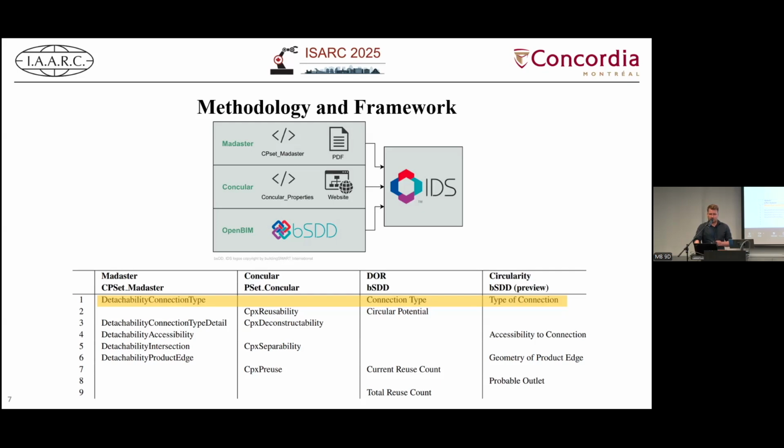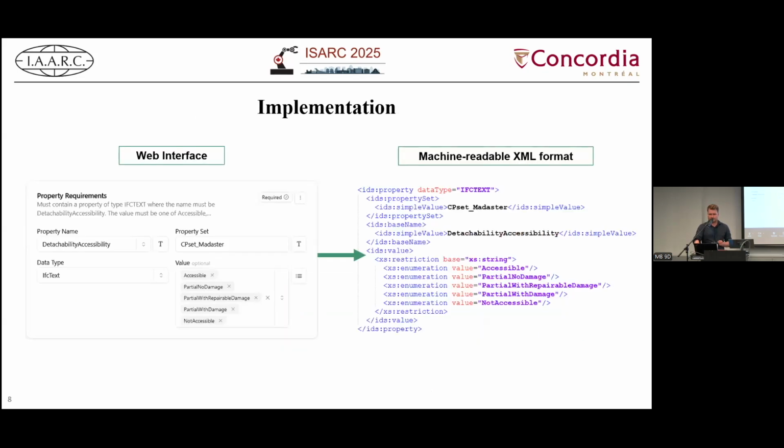And there are two open BIM approaches documented in the buildingSMART Data Dictionary, bSDD. It's the DOR bSDD by Akbari and the circularity bSDD by Alquasas. And as you can see in the table, they contain pretty similar information. For example, all approaches contain information about the connections. So we mapped them and then we implemented them into the IDS.